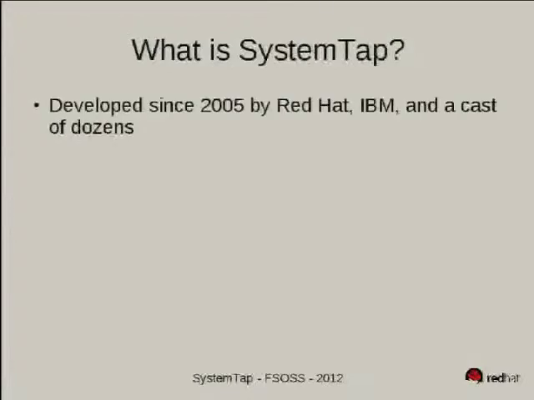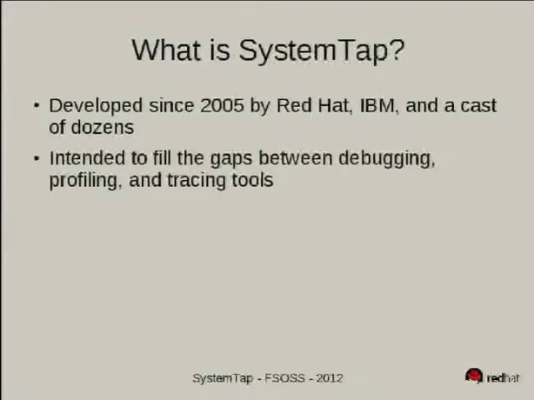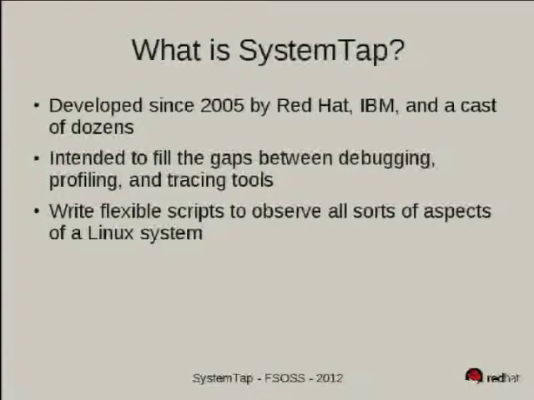SystemTap is an open source project that's been developed since 2005 at Red Hat and IBM, intended to fill in the gaps between debugging, profiling, and tracing tools, and provide global observability in cases where none of these tools are quite a good fit to answer a question we have about the operation of a system. So what SystemTap allows you to do is to write scripts that gather and observe information from all over a running Linux system.